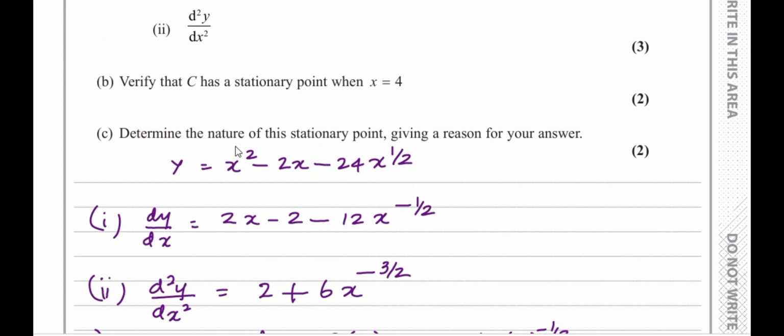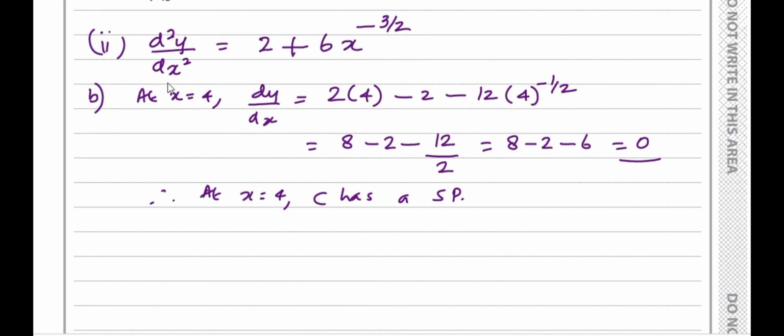Part C. Determine the nature of the stationary point, giving a reason for your answer. So we have the d square y by dx square function here. If we put x is equal to 4, depending on whether it is positive or negative, we can determine the nature of the turning point. So let's put x is equal to 4 in the second derivative.